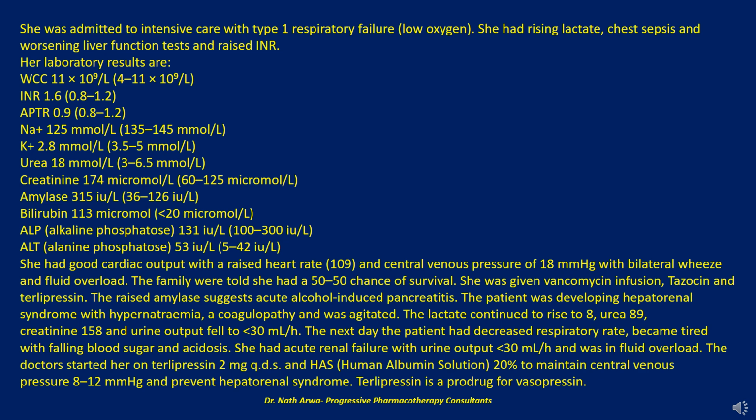The doctors started her on terlipressin 2 mg 4 times daily and HAS, human albumin solution, 20% to maintain central venous pressure 8 to 12 mm of mercury and prevent hepatorenal syndrome. Terlipressin is a prodrug for vasopressin.